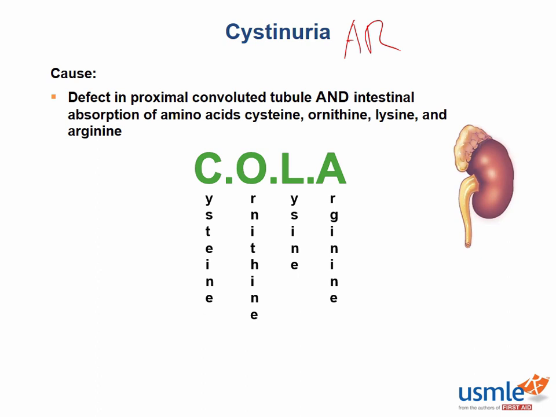I like to take this even a step further and think of Coca-Cola, where the first and the last letter in cystinuria are C and A, and as is the case with Coca. Therefore, cystinuria is the Coca-Cola disease. The defect in cystinuria ultimately leads to the excretion of these 4 amino acids in the urine.